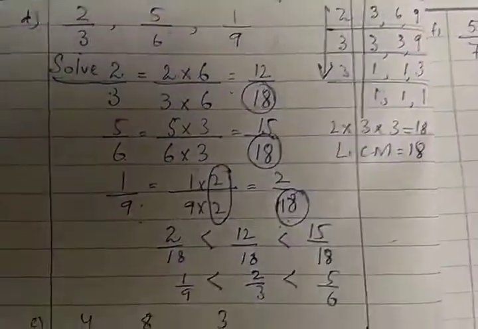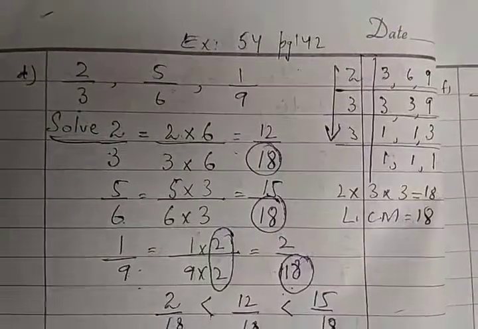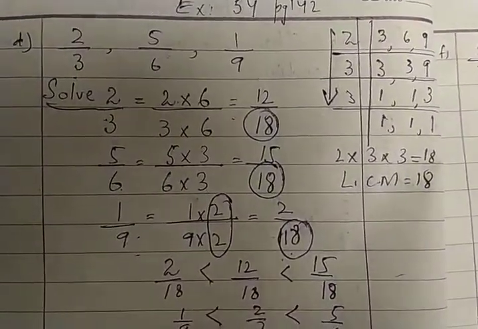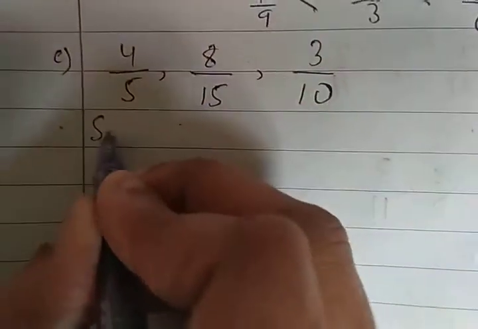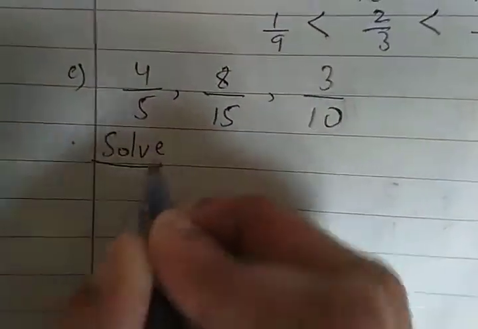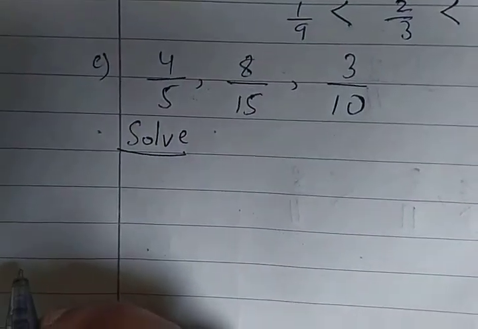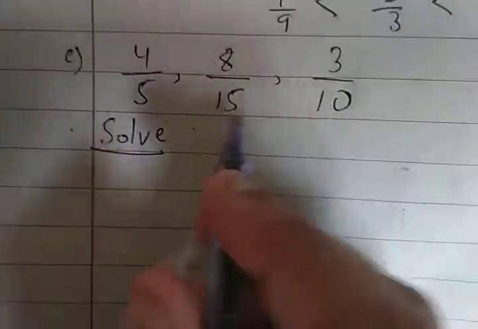Now move to part E. This is the part E. You have to copy down all these questions in your maths copy. Okay, class 4 students, this is the next part. Exercise 54, page number 143. So you start your work.